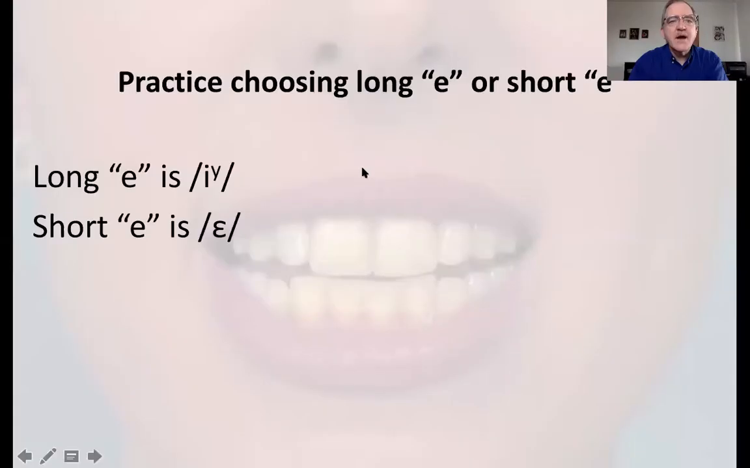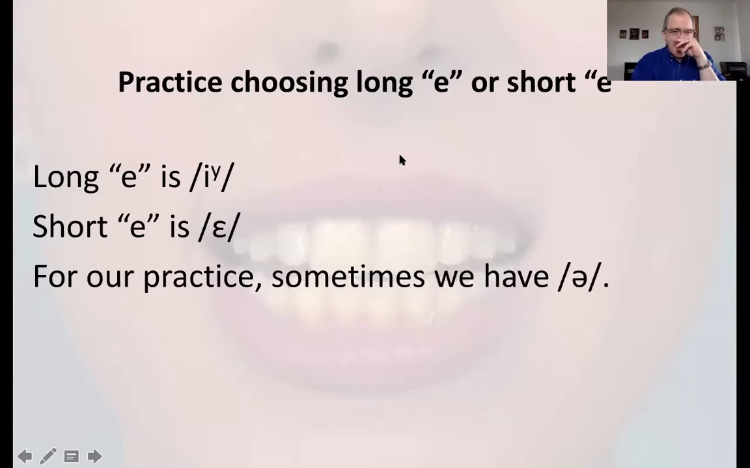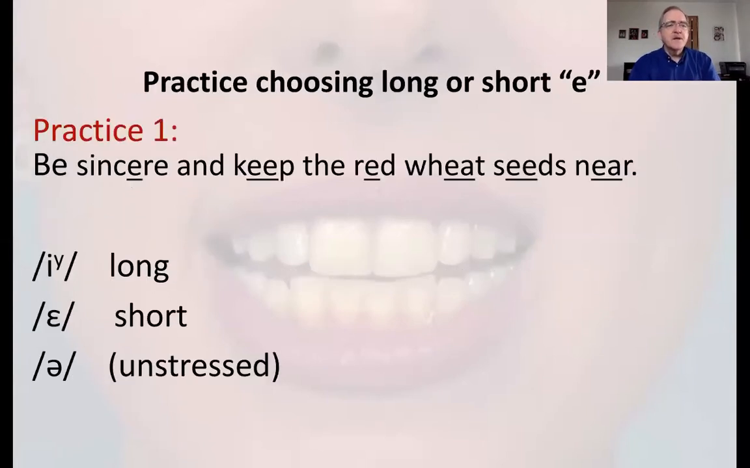Okay? Now we're going to try the long E and the short E today. All right. Here we have it. For our practice, sometimes we will also have a schwa, when it's not stressed.